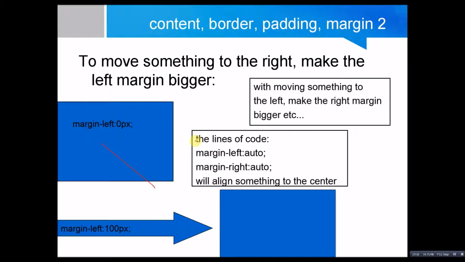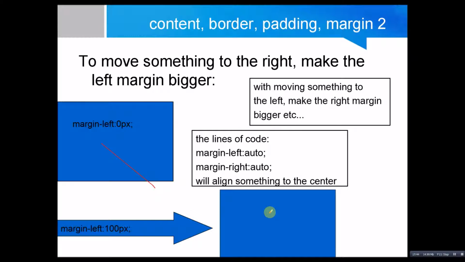So this box here, this general box, has got margin left 0px, so it's right on the edge. Well, if I make it 100px, this margin here, it's got a margin to the left of it, it's going to push it to the right, and here it is. So that is how you move something around the screen. So moving something to the left, make the right margin bigger, etc.